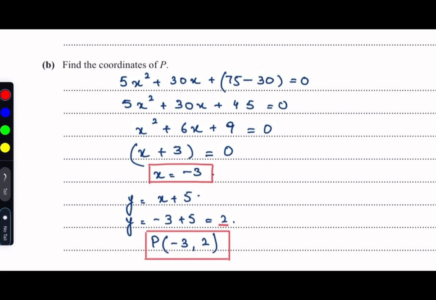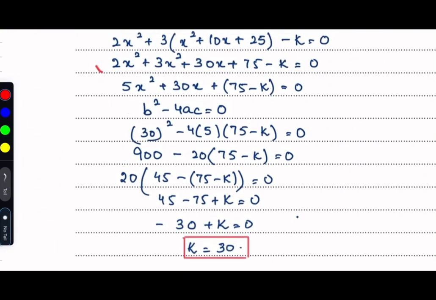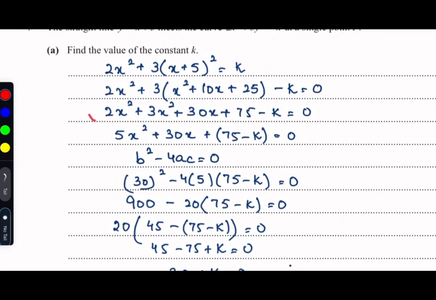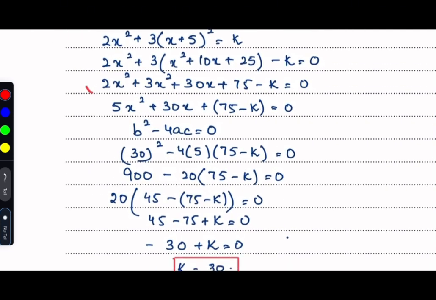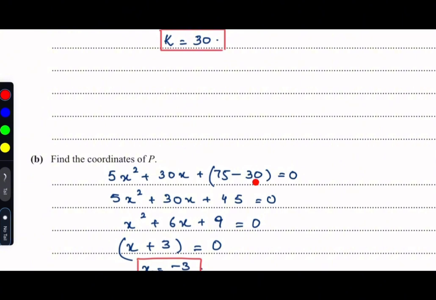So to get the coordinates of P, we did have the equation. We got the equation by solving the two simultaneously, which said 5x squared plus 30x plus 75 minus k. Now we have the value of k, so I can just plug in this value of k to get the value of x for which the two are intersecting each other. So 75 minus 30, I've just substituted k as 30 here. My new equation becomes 5x squared plus 30x plus 45. 5 can be taken common, so this is x squared plus 6x plus 9 equals 0.